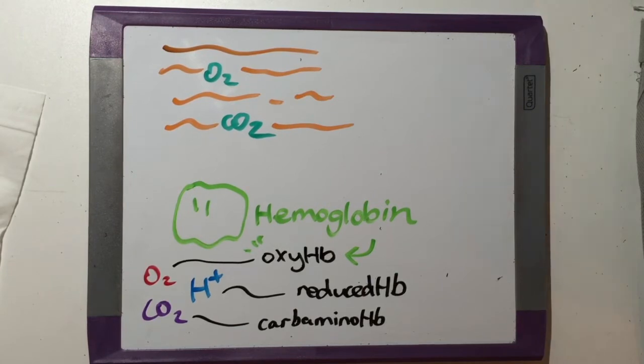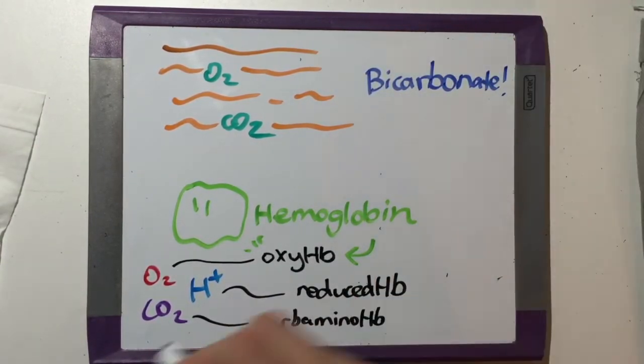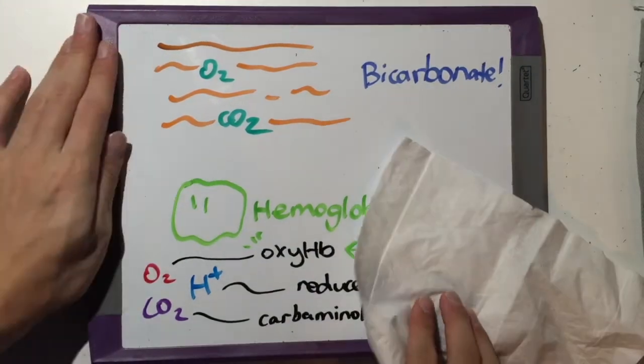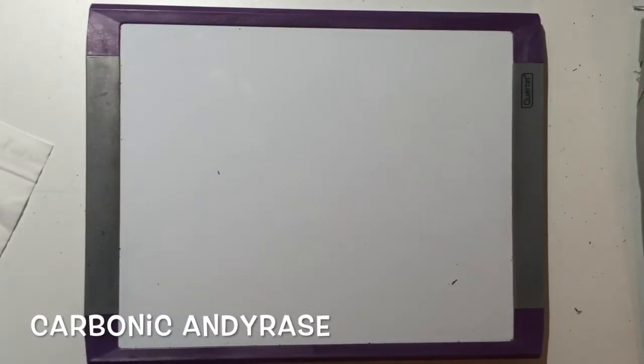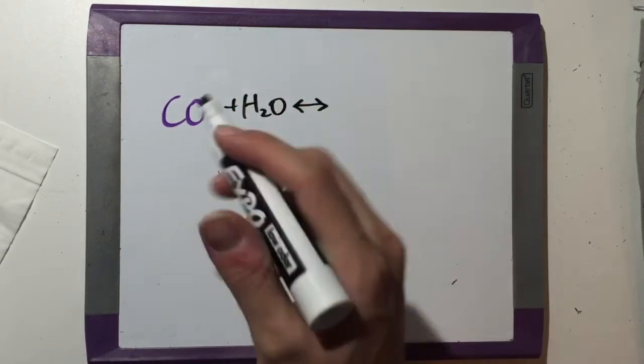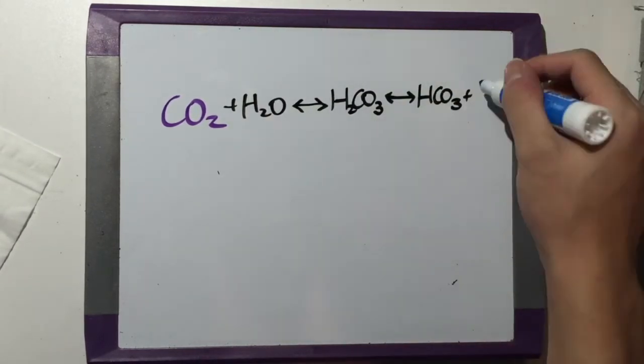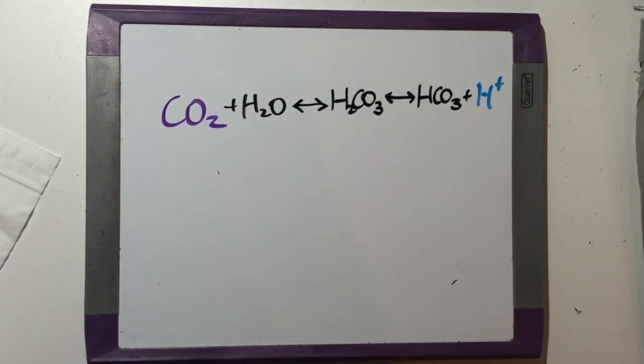Red blood cells are better at transporting oxygen than carbon dioxide, so they need to use bicarbonate ions to help transport CO2. An enzyme called carbonic anhydrase reacts CO2 with water to make carbonic acid, which spontaneously breaks down into bicarbonate and hydrogen. This increase and decrease of hydrogen ions affects the pH of the blood.